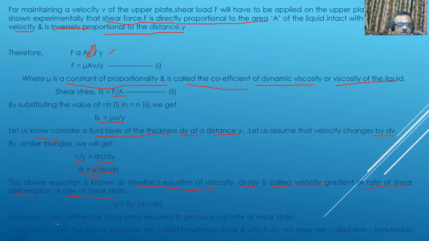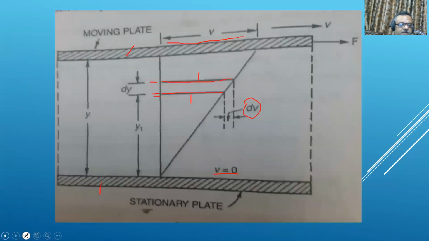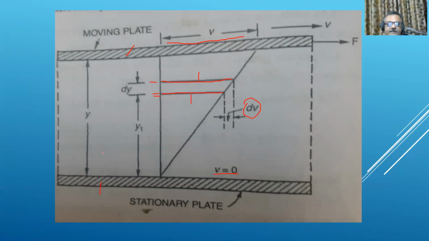So viscosity is also defined as the shear stress required to produce unit rate of shear strain. Fluids which obey the above equation are called Newtonian fluids, and those which do not obey the above equation are called non-Newtonian fluids. So I think students, now you can clearly understand what is viscosity from the study of this. It means that the lower layer is imparting shear resistance to the upper layer.